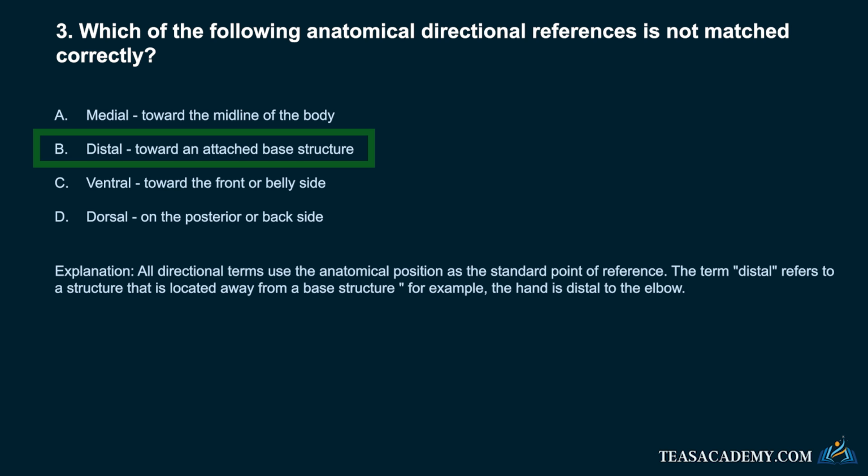All directional terms use the anatomical position as the standard point of reference. The term distal refers to a structure that is located away from a base structure. For example, the hand is distal to the elbow.